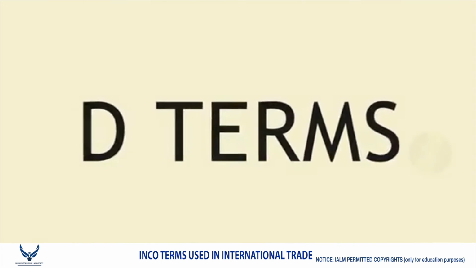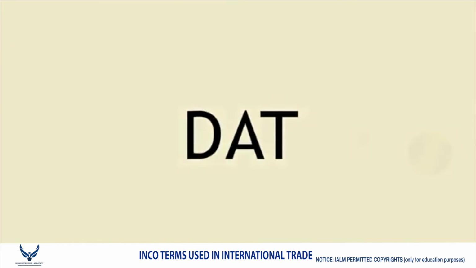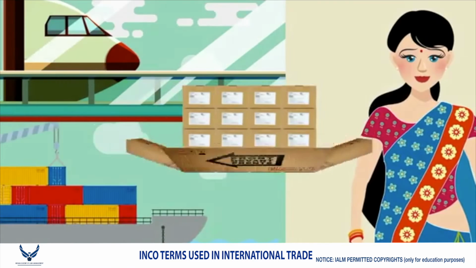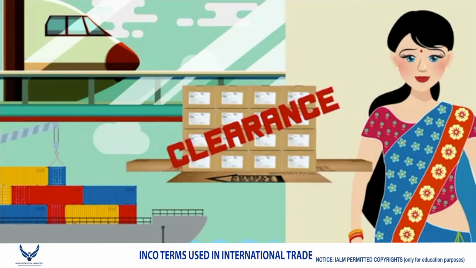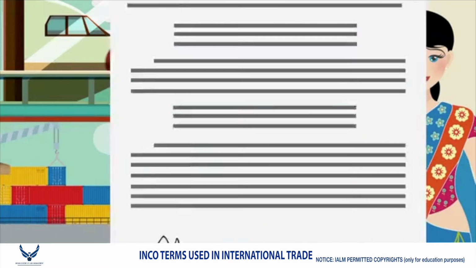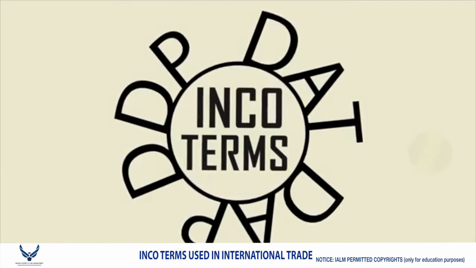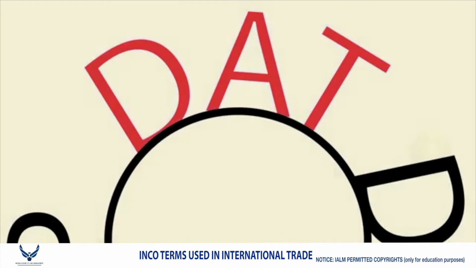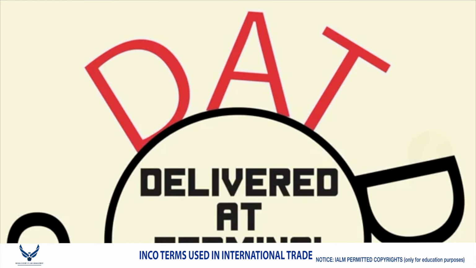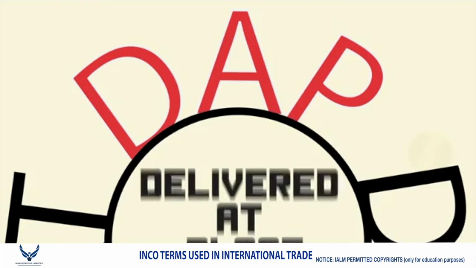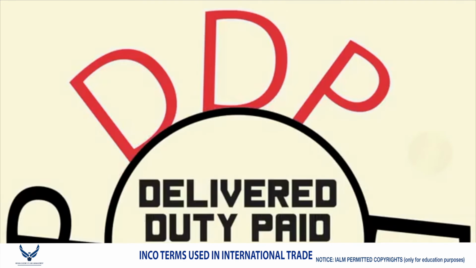D terms. Under DAT, seller bears the risk till unloading and clearance at the destination terminal or place as per the specific term. The 3 D terms are DAT, that is delivered at terminal, DAP, that is delivered at place, DDP, that is delivered duty paid.